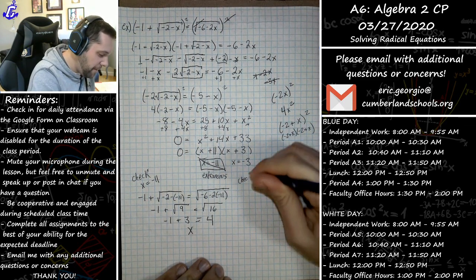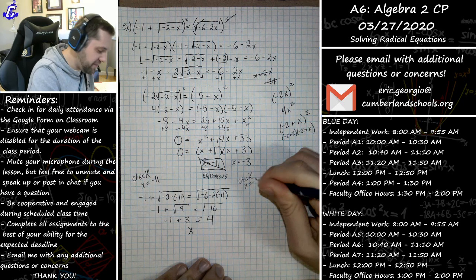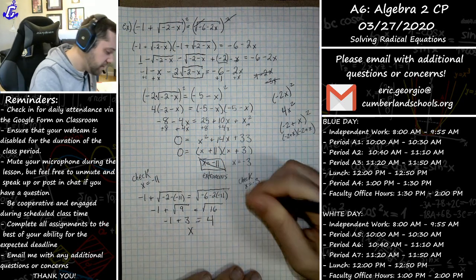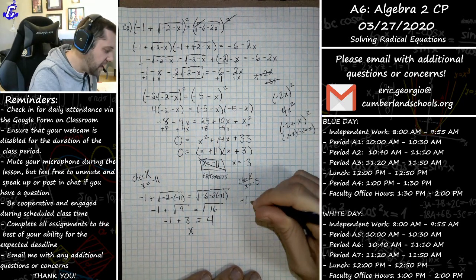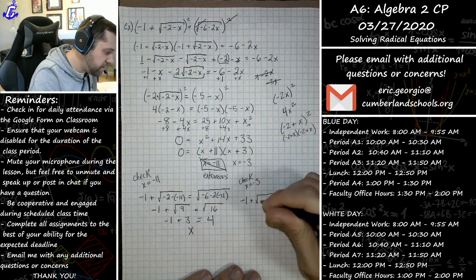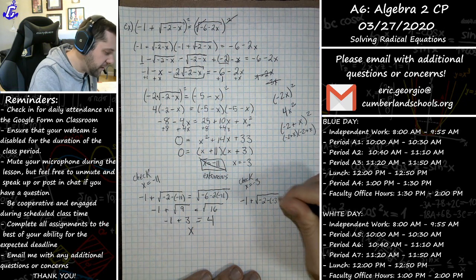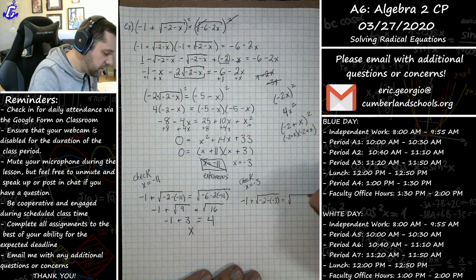Let's find out. For when x is equal to negative 3, is it in fact true that, going all the way back up to the top again, negative 1 plus the square root of negative 2 minus negative 3 is equal to the square root of negative 6 minus 2 times negative 3?